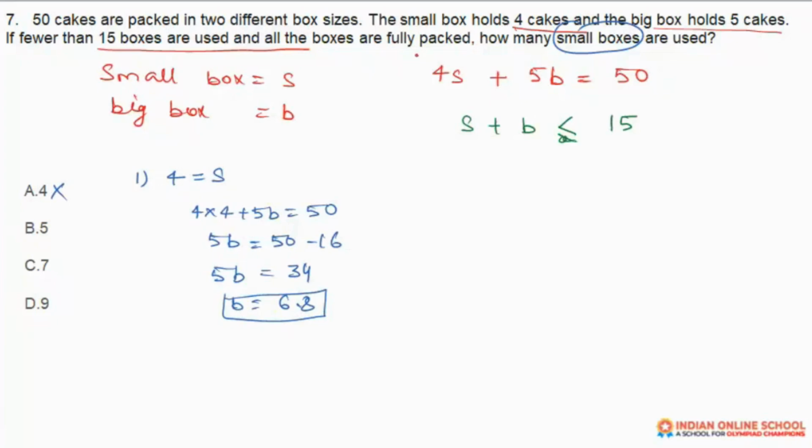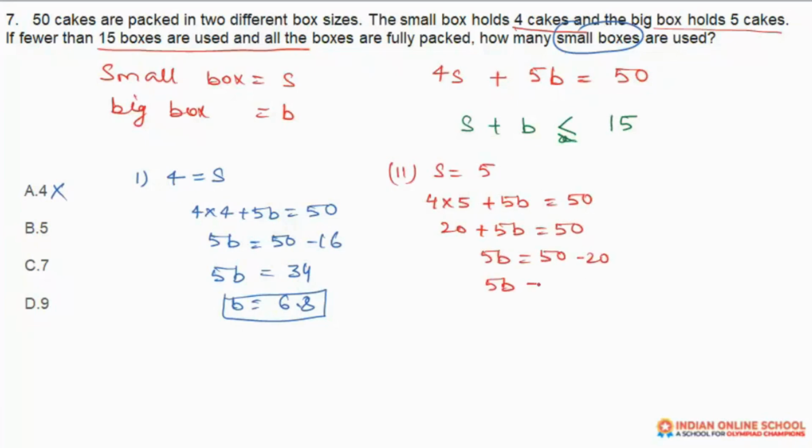Let's go with option B. So if we go with option B, the number of small boxes needs to be 5. If we put 5 over here, 4 times 5 plus 5b is equal to 50. 4 times 5 is 20. 20 plus 5b is equal to 50. So the value of 5b we are getting as 50 minus 20, that is 30. And 30 is completely divisible by 5 and we are getting 6.